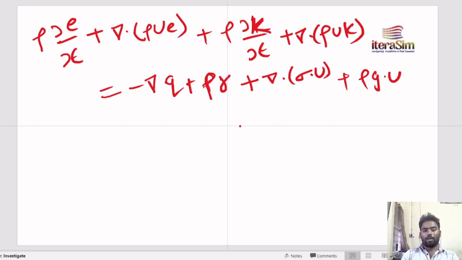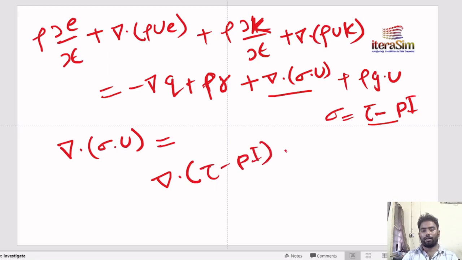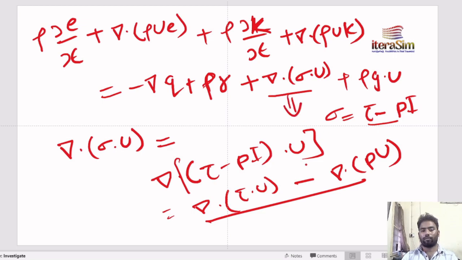Now for the term due to the strain energy, remember that I told you that sigma can be written as tau minus P into I, where P is the pressure field and I is the identity tensor. Now we can put this term here, so we have del dot (tau minus P into I) dot u. We can write this as del dot tau dot u, minus del dot P u. We put this derivation into the equation.